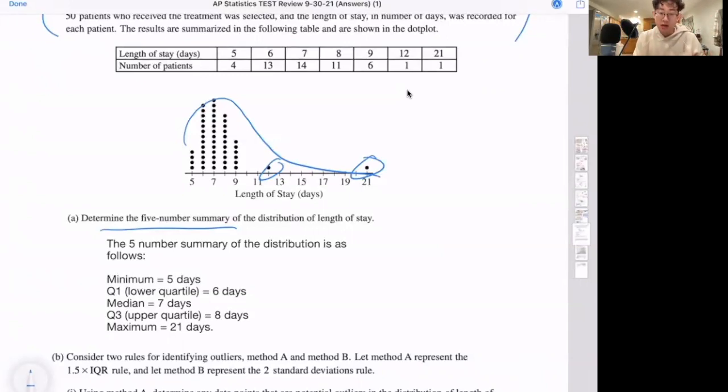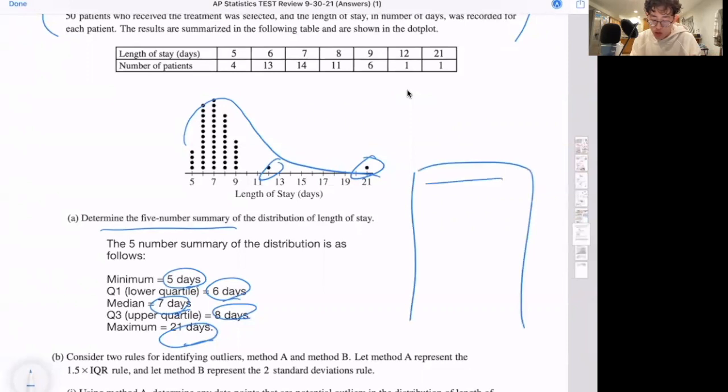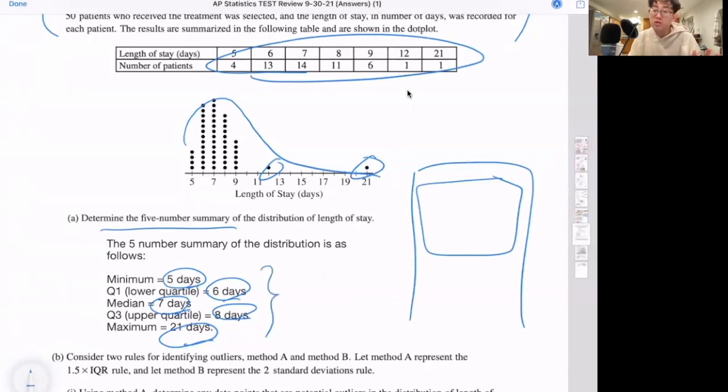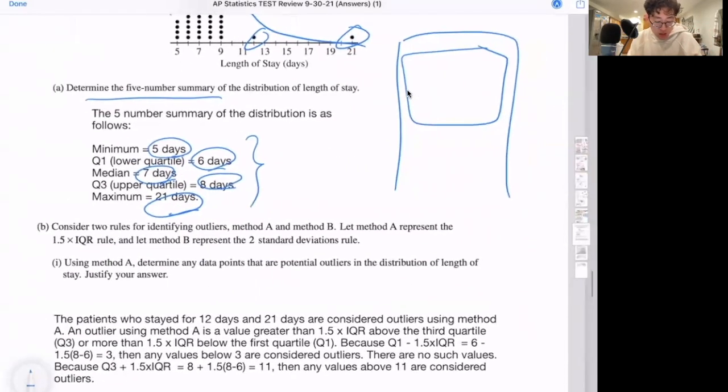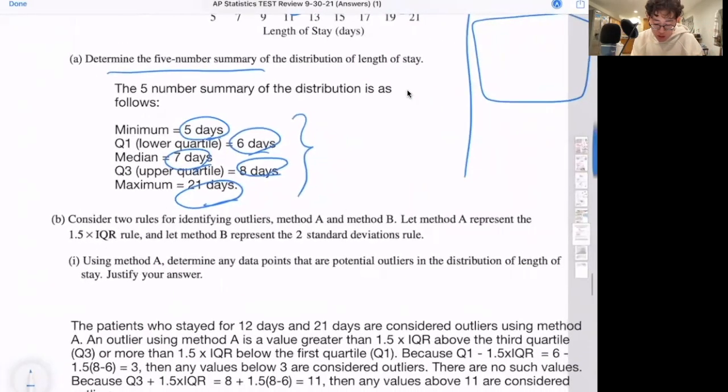The 5-number summary is as follows: 5, 6, 7, 8, 21. Well, how in the world would you be able to get that? Use your darn calculator. Type all these numbers in. It's not that bad. There's only like 14 numbers in there. Type it all in, get your summary statistics, and voila, you're done. Okay. Consider the two rules. There's the 2 standard deviation rule, which we didn't go over. So I just want you to use method A for now and determine it.